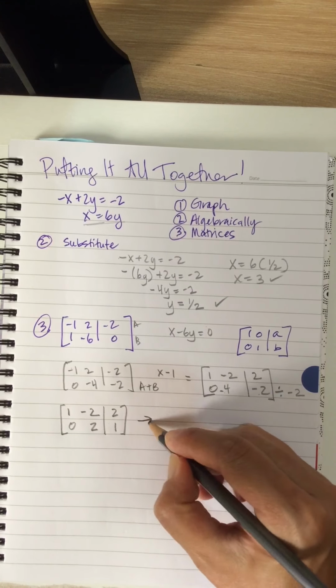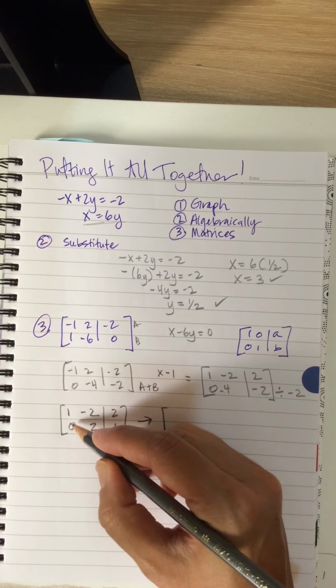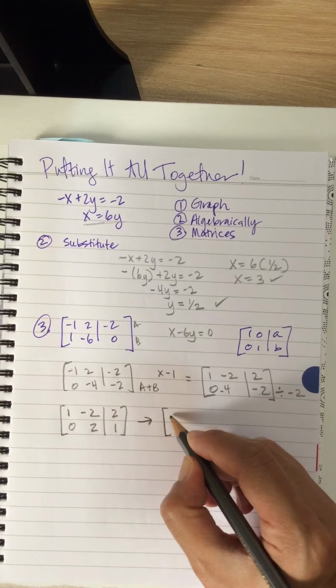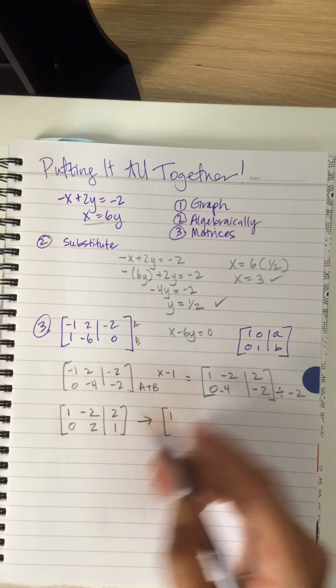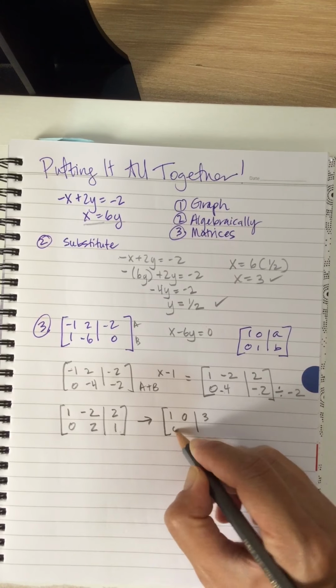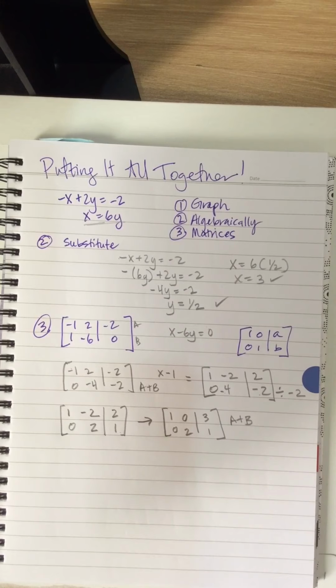So what I'm going to do is I'm going to add my 2 rows and replace my top row with it. So 1 plus 0 is 1. Negative 2 plus 2 is 0. 2 plus 1 is 3. And my bottom row stays the same. So I'm just going to write what I did here was a plus b. Now you can see I'm getting closer.